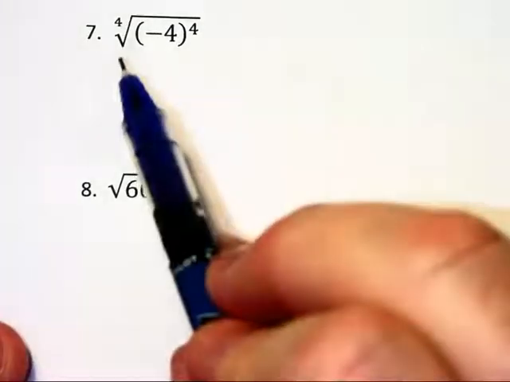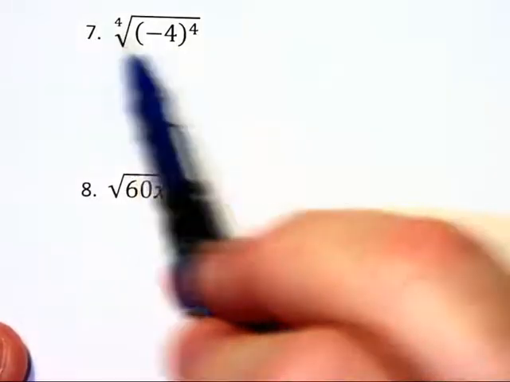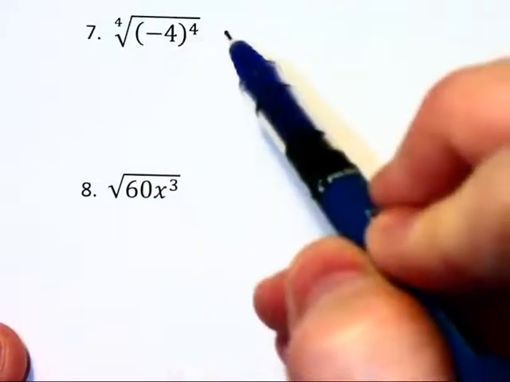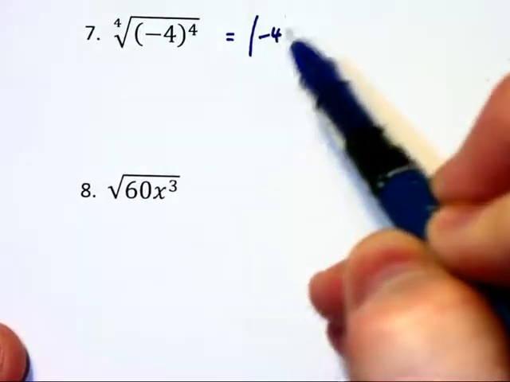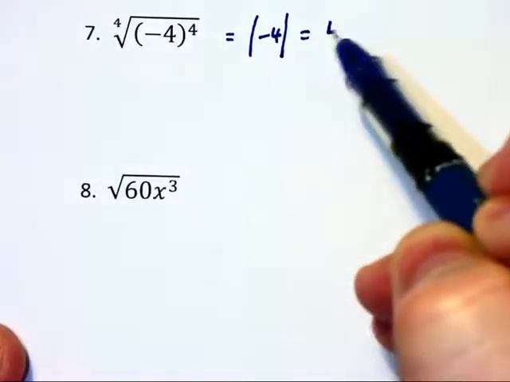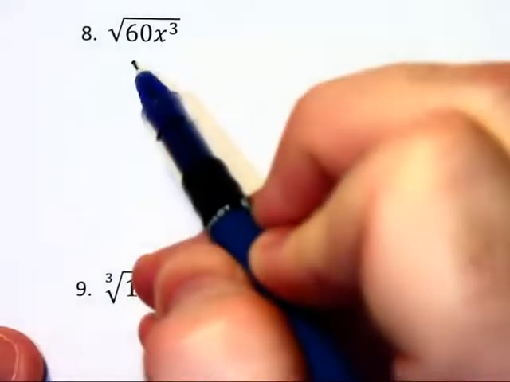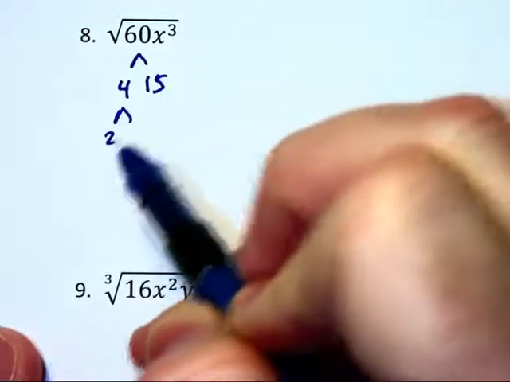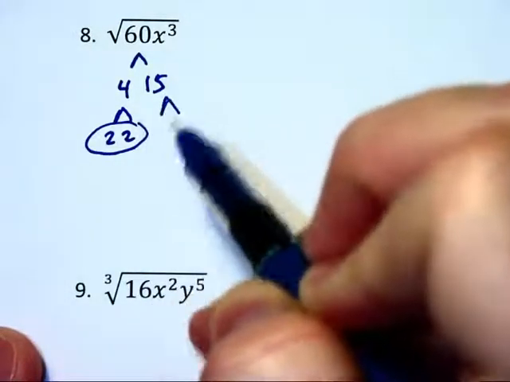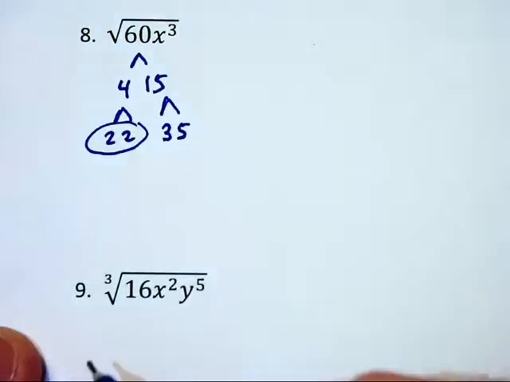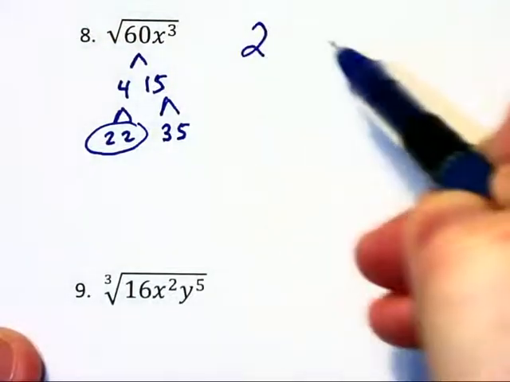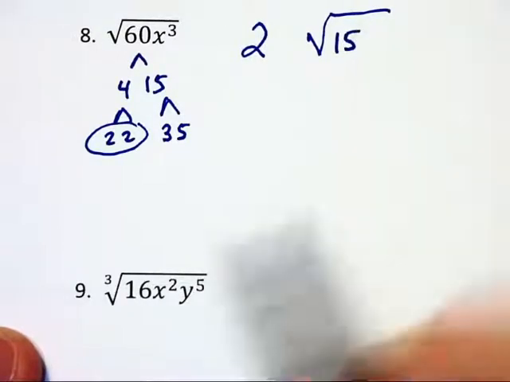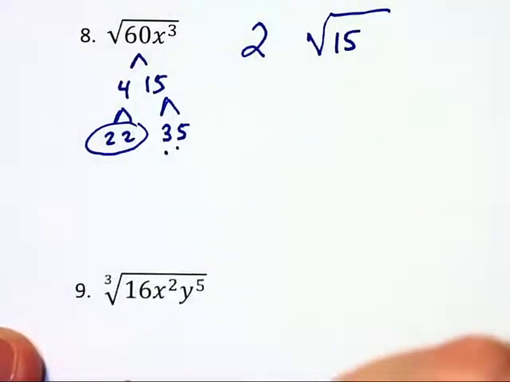For number 7, do not say the fourth root undoes that fourth power. Because this is an even indexed radical, we're going to have the absolute value of -4, which will be positive 4. 60 breaks down into 4 times 15. 4 is a perfect square, 2 squared. The 15 is just a 3 times 5. We can't break that down. So we're going to have a 2 on the outside of our radical, and we're going to have a 15 on the inside of our radical when we multiply the 3 and the 5 back together.